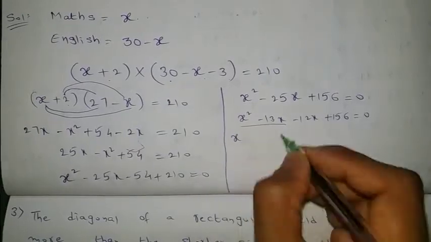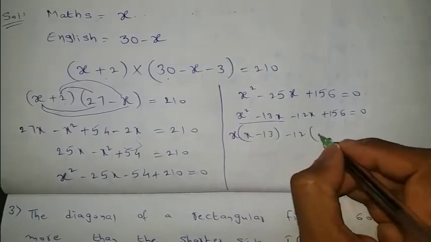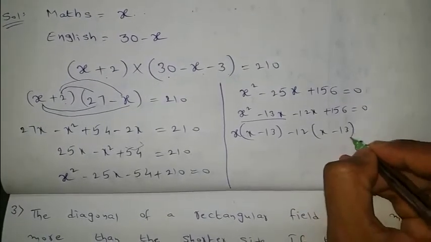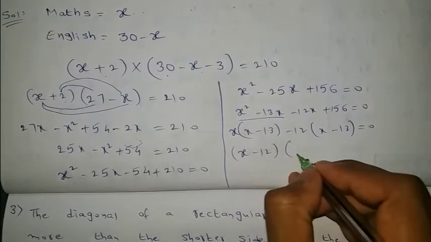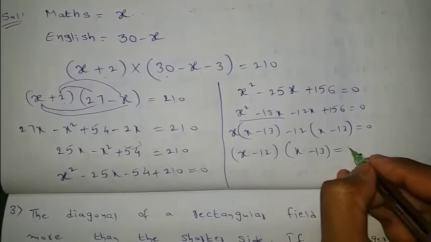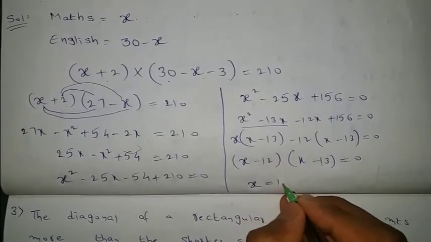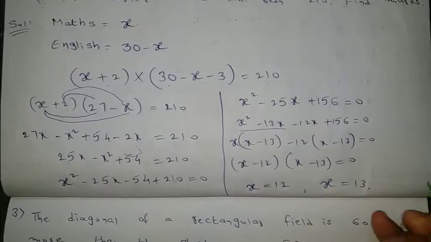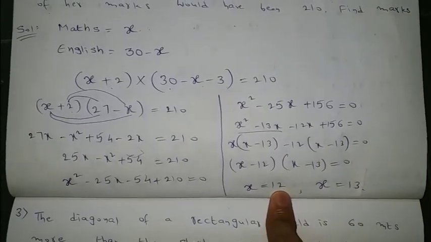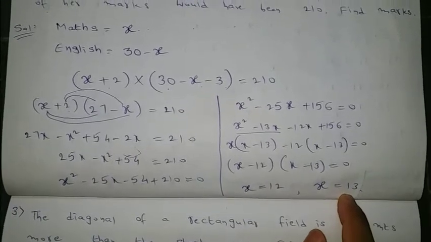So from the first two terms, if we take out x common, x into x minus 13 minus 12 into x minus 13 is equals to 0. So we will get x minus 12 into x minus 13 is equals to 0. Here minus 12 is there, so we will get plus 12. Here minus 13 is there, so we will get plus 13. x value is nothing but plus 12 or plus 13.